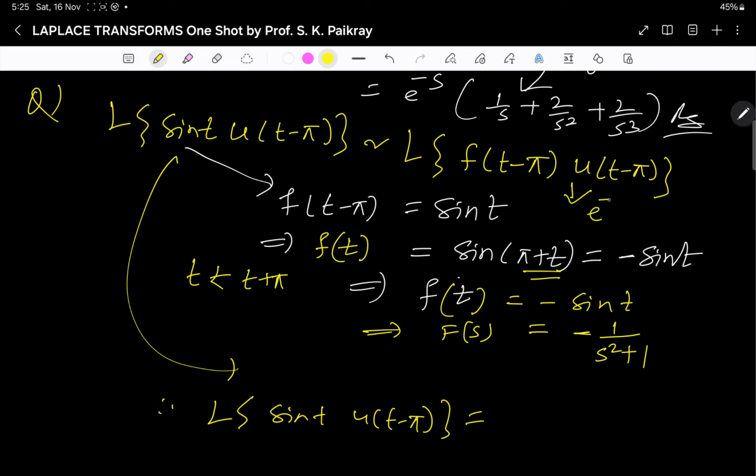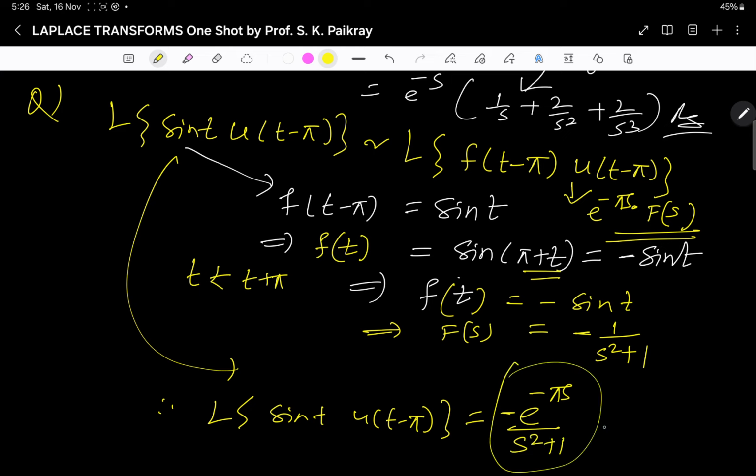It is e to the power minus pi s into F(s), is it not? So I apply it here. So it is e to the power minus pi s into F(s), meaning minus of 1 by (s square plus 1). So this is my answer. Okay, so this is my answer.